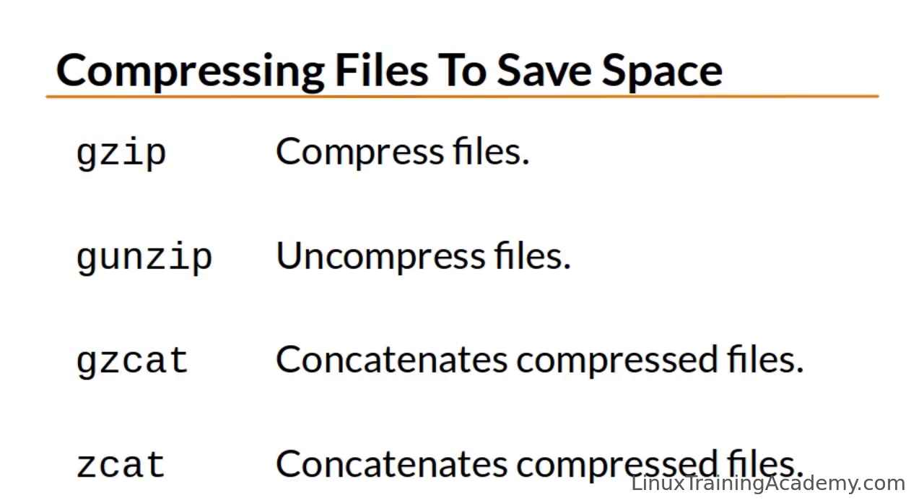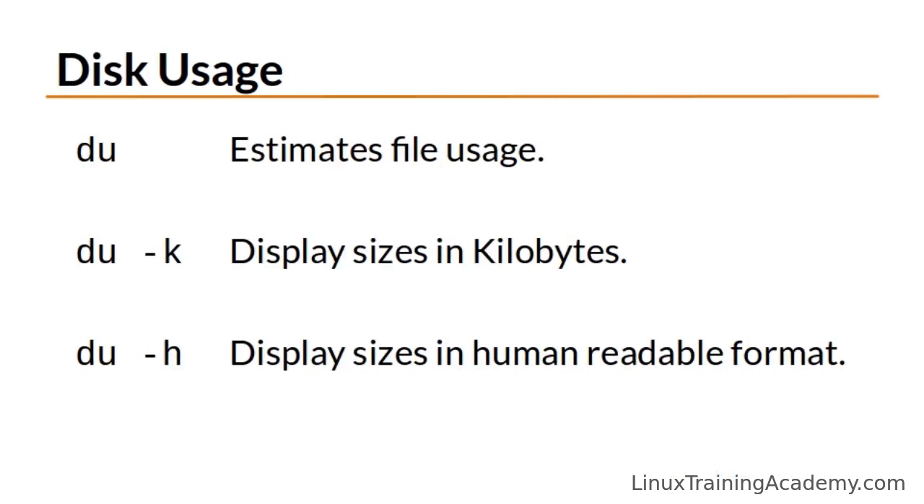To compress files and save space, you can use the gzip command. To uncompress the file, you use gunzip. And if you want to view the contents of a zip archive, you can use gzcat or zcat. You can use the du command to display how much disk space is used by a file. So du -k displays sizes in kilobytes, du -h displays sizes in a human readable format. So if the file is 5 megabytes, it will say 5M, or 3.7 gigabytes, 3.7G.